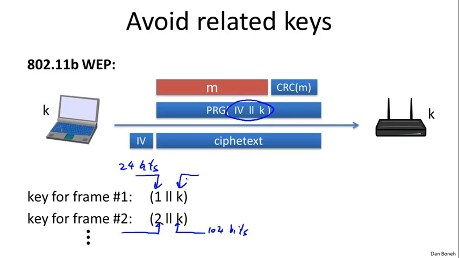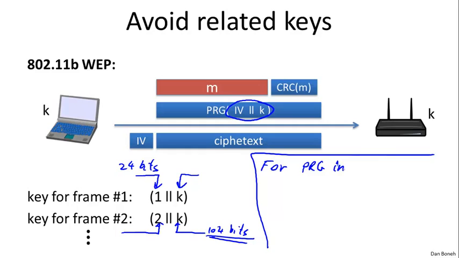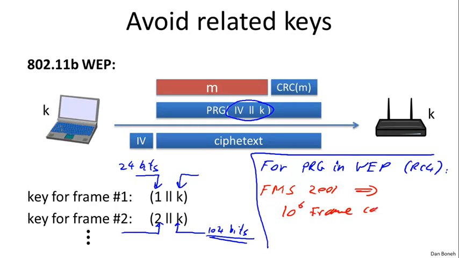And it turns out the pseudorandom generator used in WEP is not designed to be secure when you use keys that are so closely related. In other words, the majority of these keys are basically the same. In fact, the PRG that's used in WEP is called RC4. We'll talk about that more in the next segment. It turns out there's an attack that was discovered by Fluhrer, Mantin, and Shamir back in 2001 that shows that after about 10 to the 6th, after about 1 million frames, you can recover the secret key.